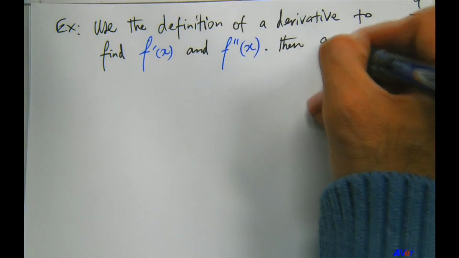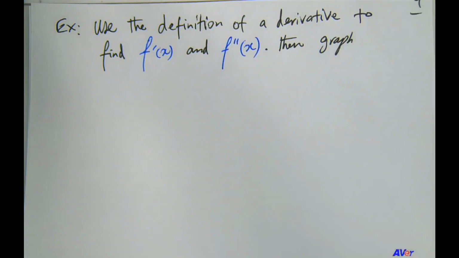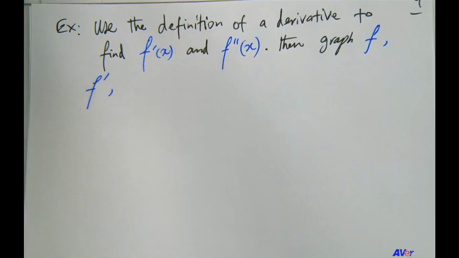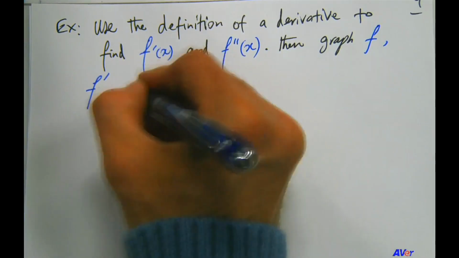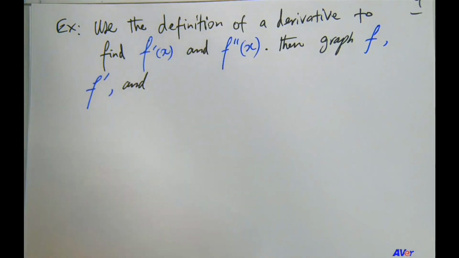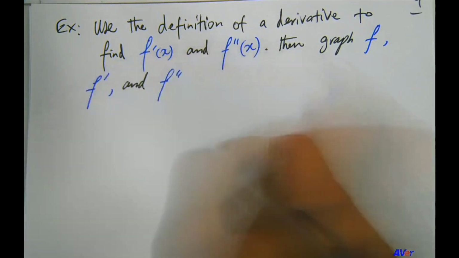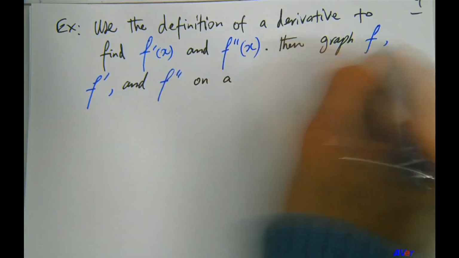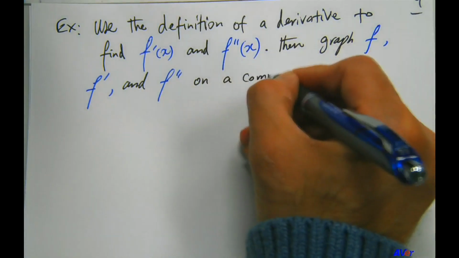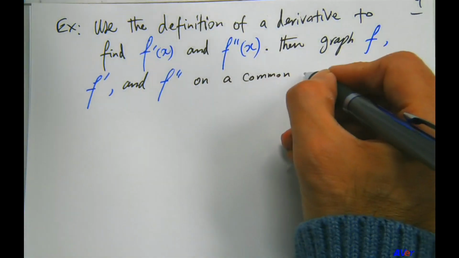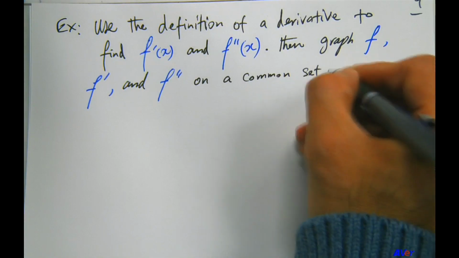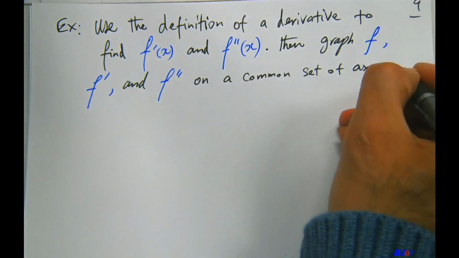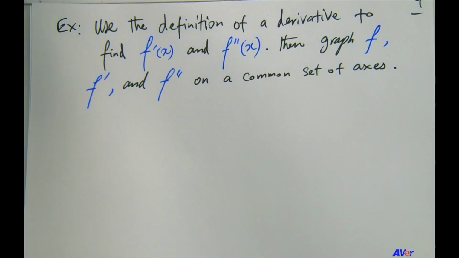So then graph f prime and f double prime. Wow, this is packed, right? We need to find all of this. We have to graph all three on a common set of axes. Okay, let's do that. And here's the function, of course.